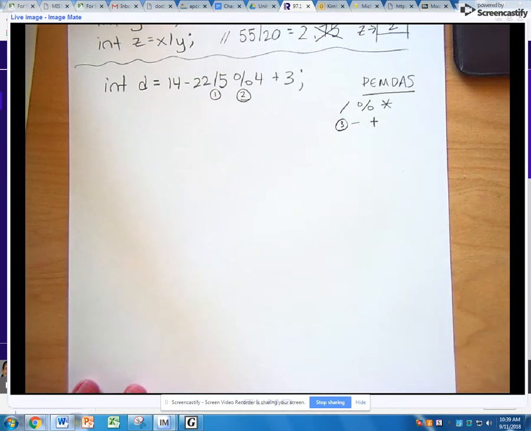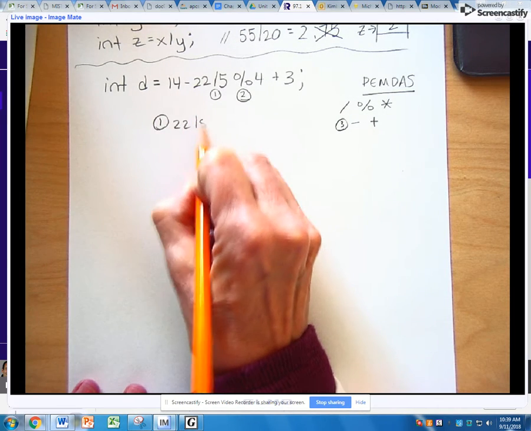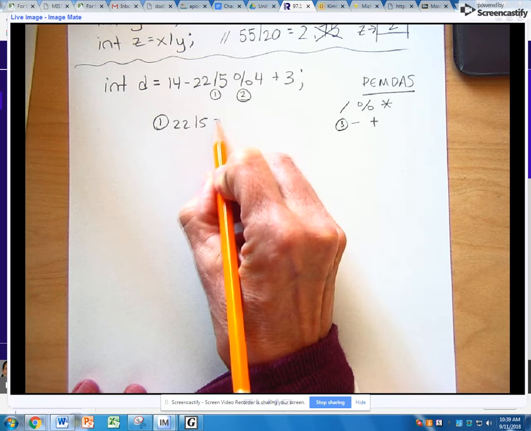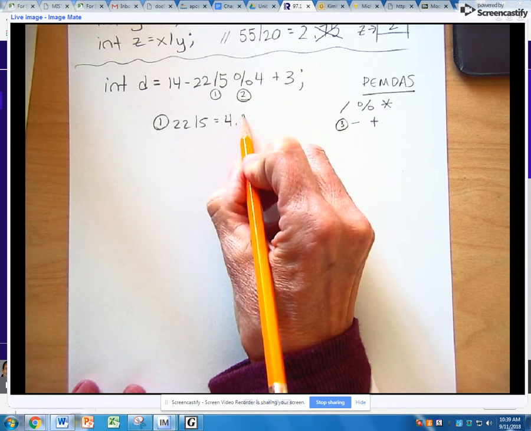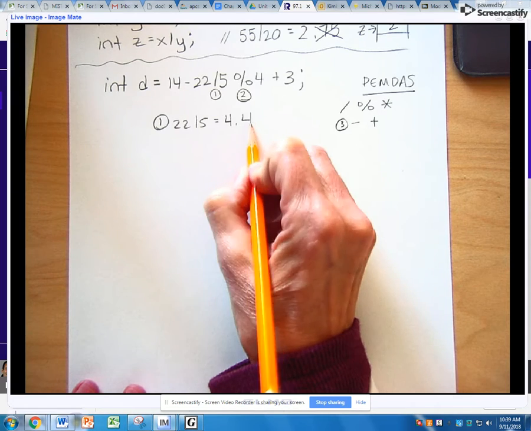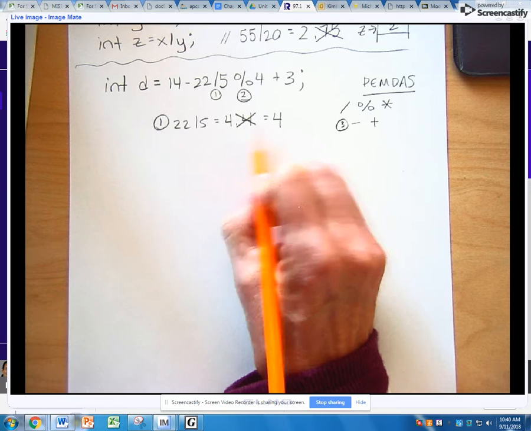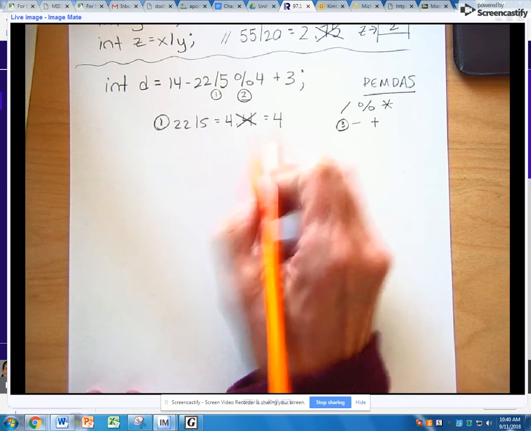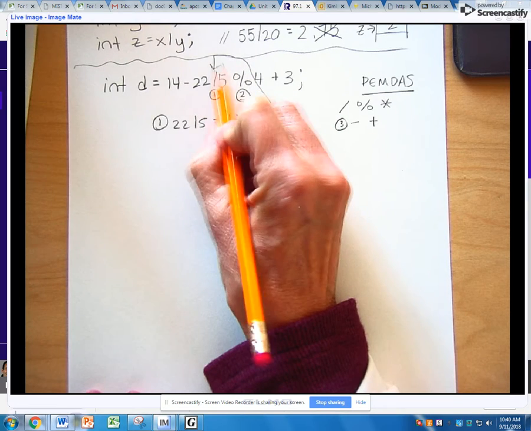So first, 22 over 5, again, this is integer math. So although the answer is 4.4, I believe, the real answer is 4 because it's integer math. We throw away the decimal part. So now we have this 4, and it gets substituted in right here.